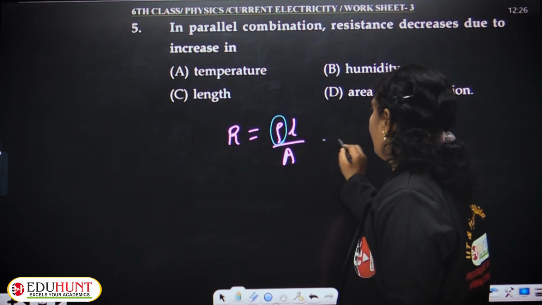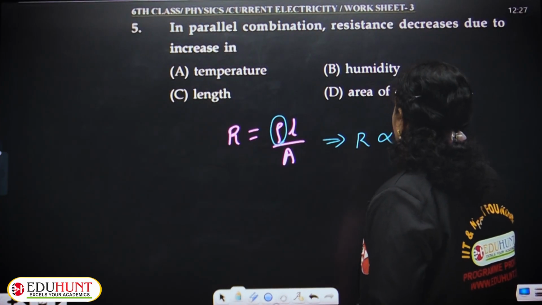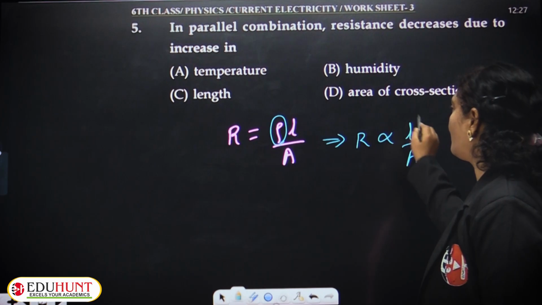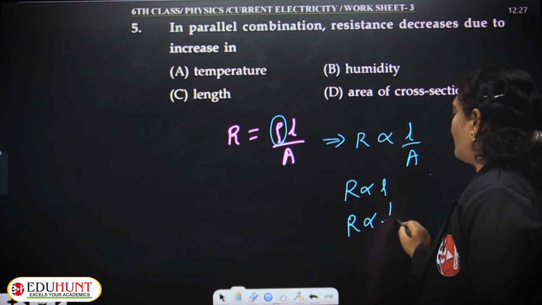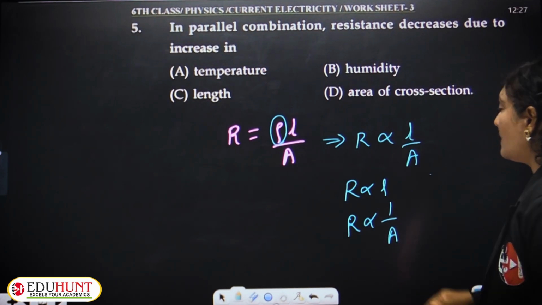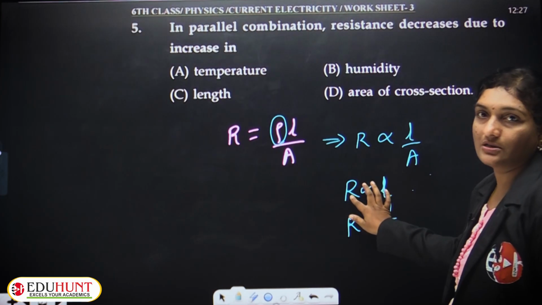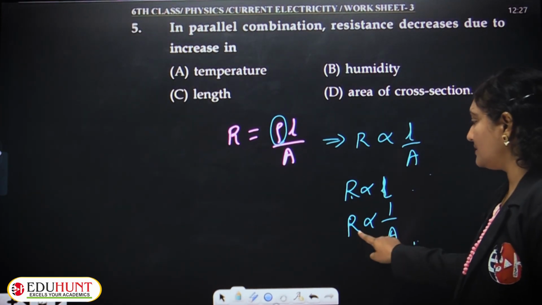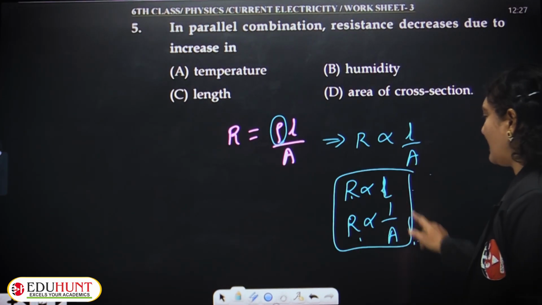So, clearly we have R is proportional to L by A. That means R is directly proportional to L, whereas R is inversely proportional to A. So, as the length of the conductor increases, resistance also increases. As the area of the conductor increases, resistance decreases. So, this gives you more clarity.